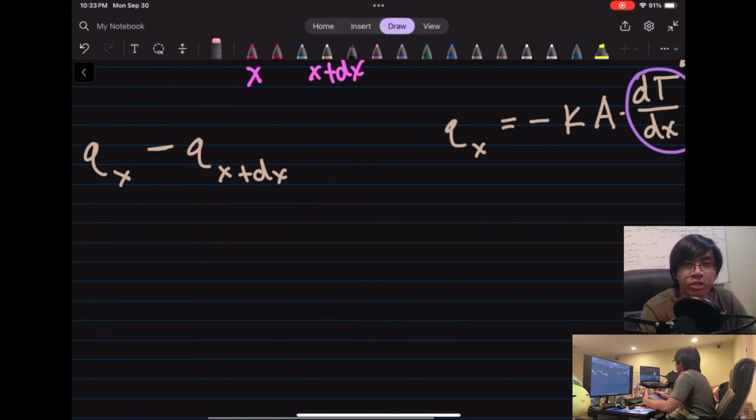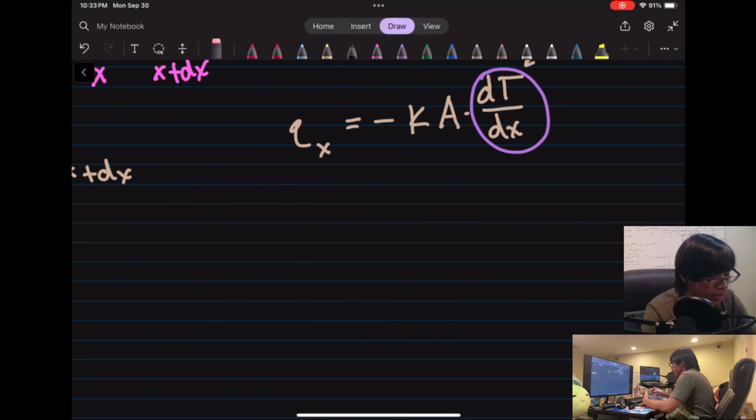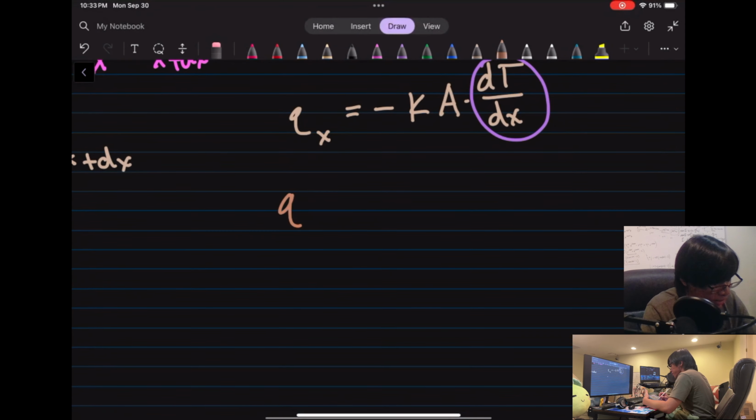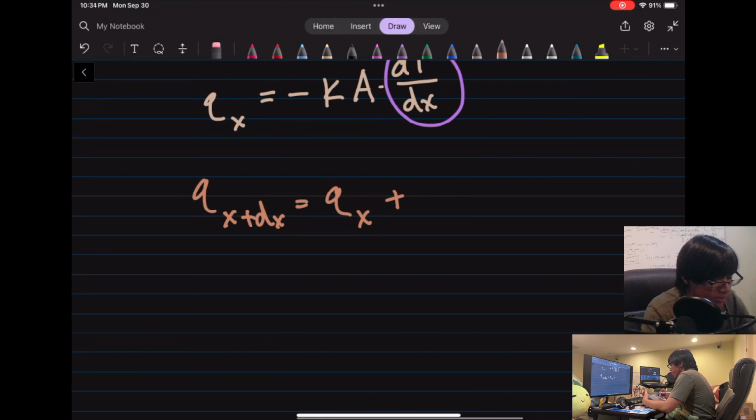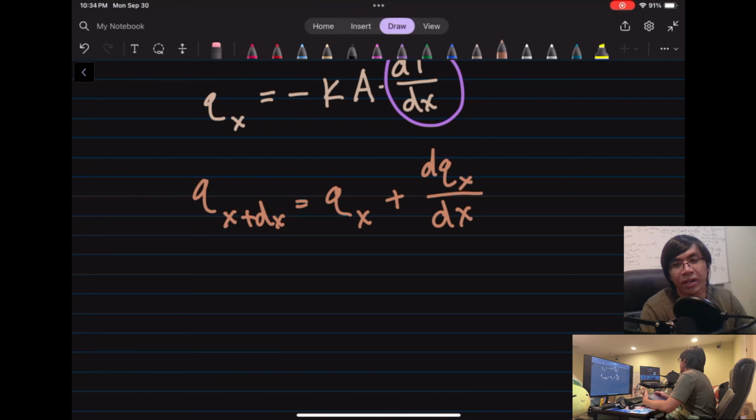We also have our q of x plus dx term that we should expand a bit here. Well, what is that? It's our original q of x plus a change. This is a sort of Taylor series expansion, if you remember from calc 1 or calc 2. Basically, we're adding the slope of dq of x with respect to x, which is just a change in slope for x. And what is our slope multiplied by? Well, that's just our distance. We traveled a distance of dx.